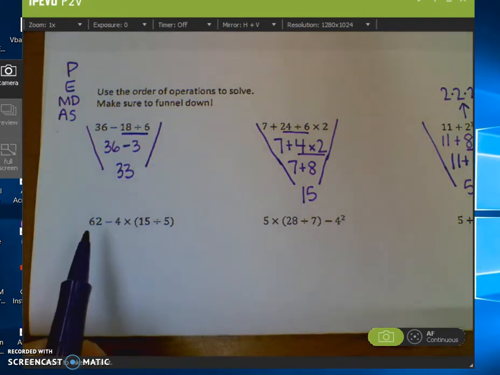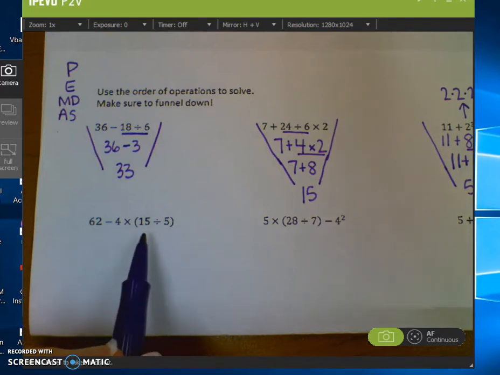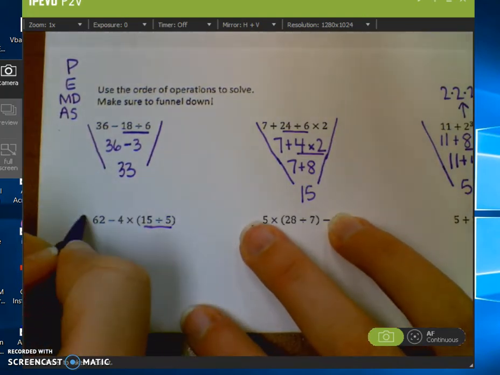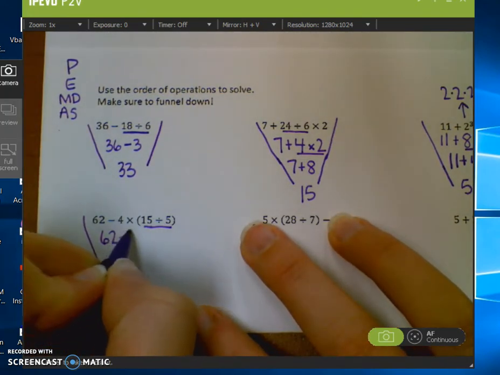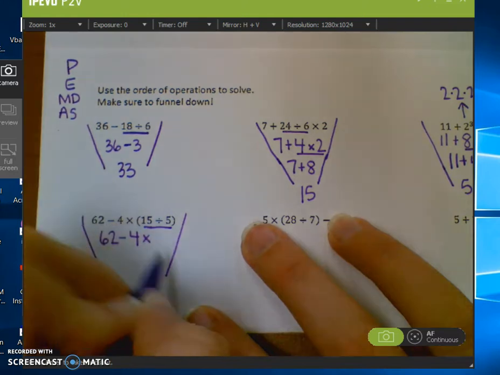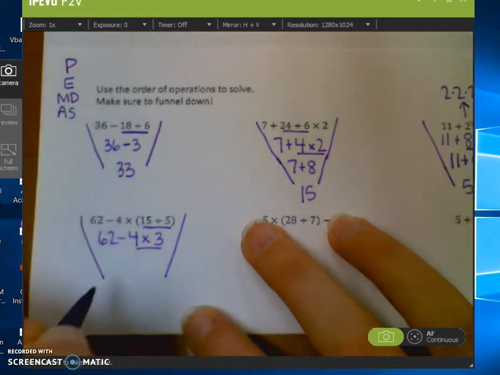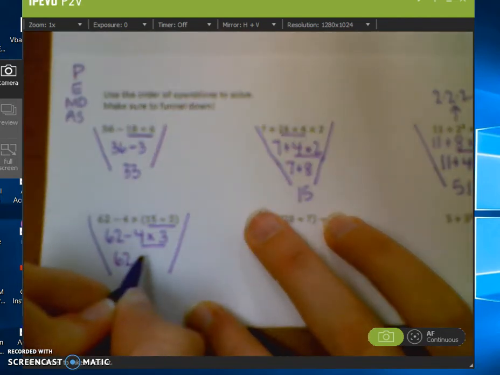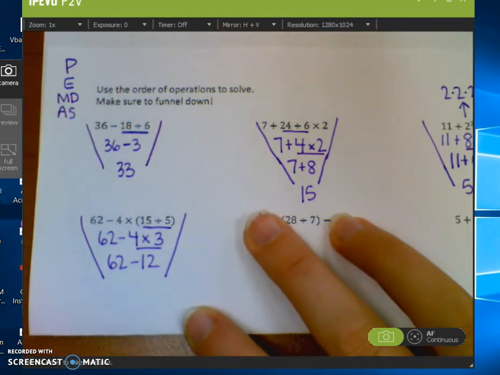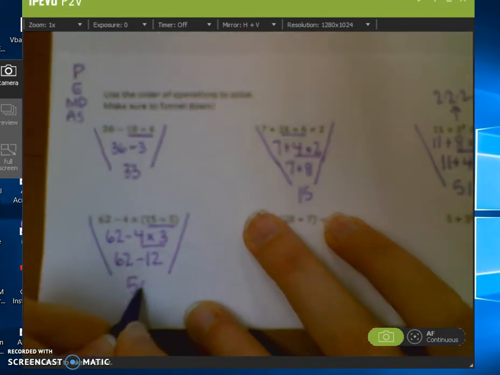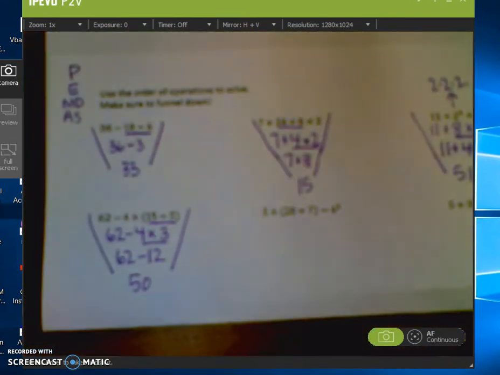This next example, 62 minus 4 times the quantity, that's how we read parentheses, 15 divided by 5. I'm going to do my parentheses first, and so 62 minus 4 times 15 divided by 5 is 3. There's my parentheses. Then I'm going to multiply 4 times 3. And 4 times 3 is 12. The last step that I do is subtract, and 62 minus 12 is 50. So my final answer here is 50.